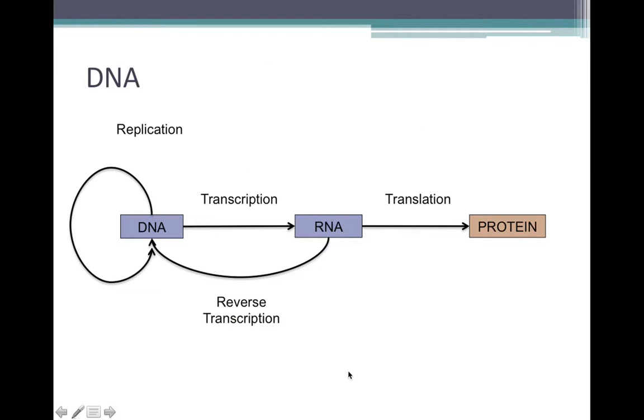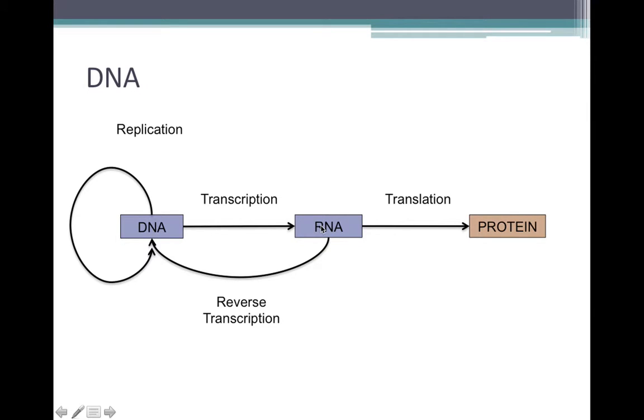Now, we talk about DNA as having a central dogma. And the central dogma is that DNA can be copied into more DNA. We call this DNA replication. However, DNA can also be copied into a more transportable form called RNA. And the process of converting DNA into RNA is called transcription, because you're changing the script from DNA to RNA.